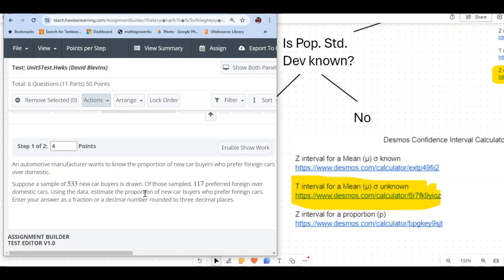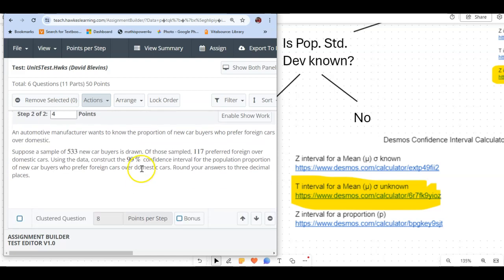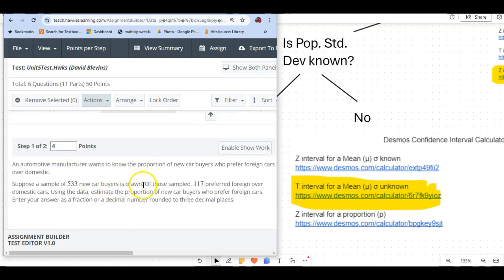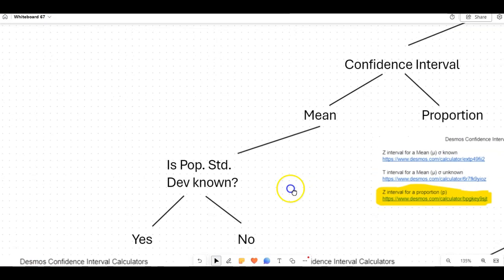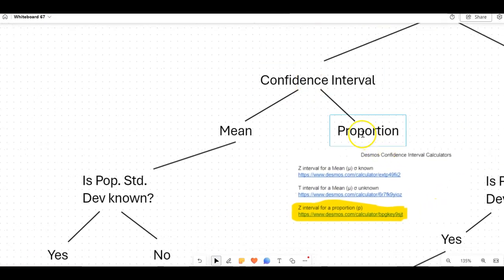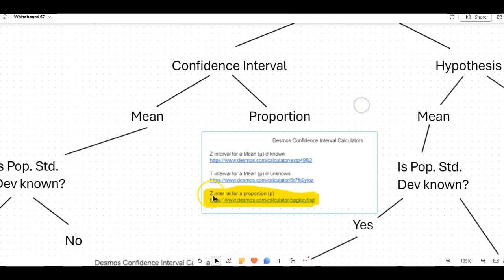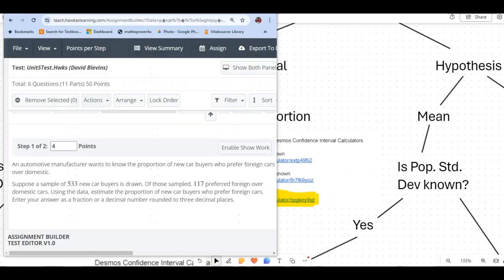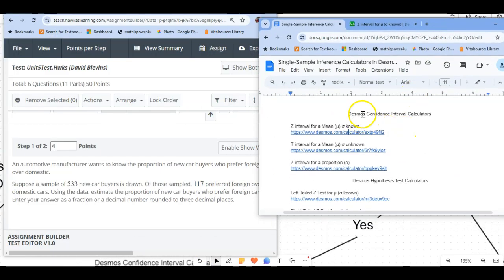If this came at you in part 1 and then part 2, confidence intervals are estimations of parameters. So if I'm estimating a parameter, I'm not doing a hypothesis test. That lets me know I'm going to do a confidence interval. But again, the second part will give it away. It specifically says confidence interval. So again, I'm up here, doing a confidence interval. This is about a proportion, so I'm doing the z-interval for a proportion. I'm going to pull that in here. So, Desmos confidence interval calculator, z-interval for a proportion.